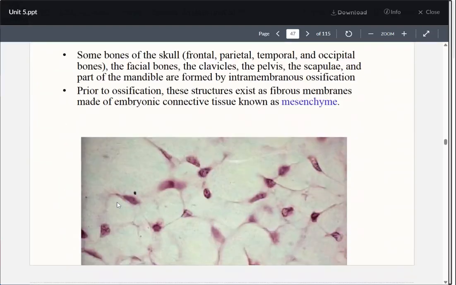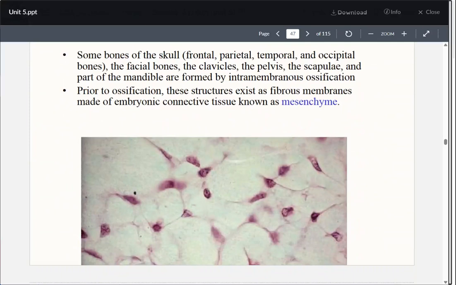So one of the things we need to be aware of is that certain bones, frontal, parietal, temporal, and occipital bones specifically of the skull, the facial bones, the clavicles, the pelvis, the scapula, and part of the mandible, are all going to be formed by a process that we actually refer to as intramembranous ossification, which is going to be different from other types of ossification.